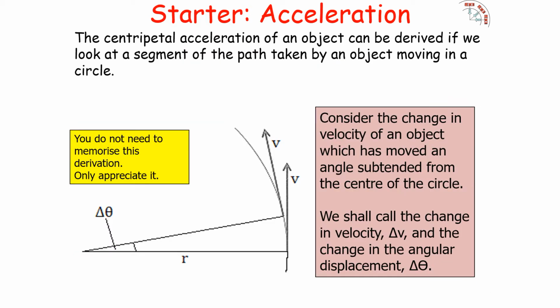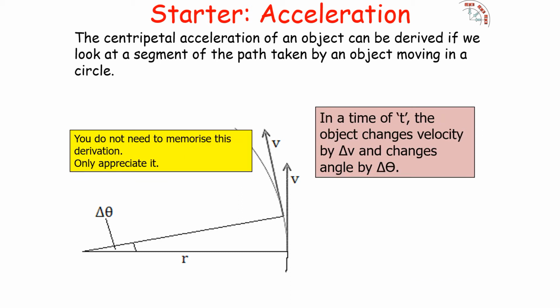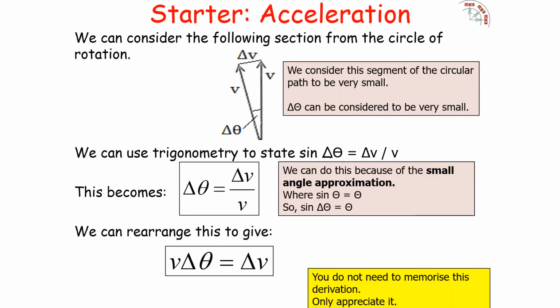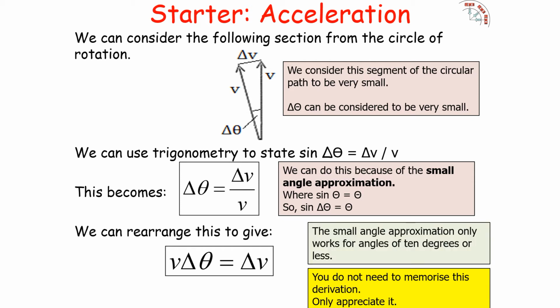Now the centripetal acceleration can be derived if we look at a segment of the path taken by an object moving in a circle. Consider the change in velocity, v, when it's moving through an angle subtended from the center of the circle, given as delta theta. In time t, the object changes velocity by delta v and changes angle by delta theta. So in a certain time, the linear and angular displacement will change. Therefore, delta theta equals delta v over v. We use the small angle approximation, so it only works for angles of 10 degrees or less.